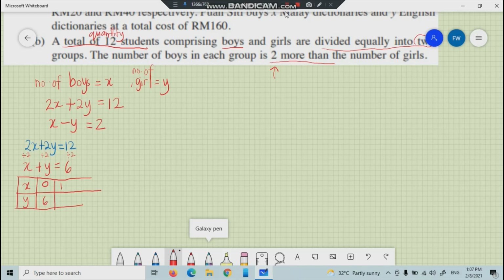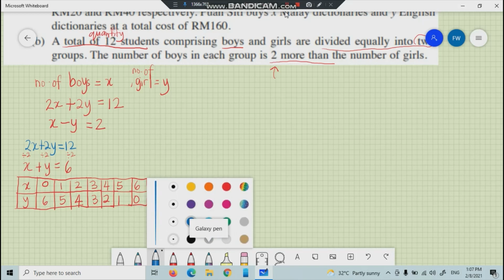When x is 1, y is 5. When x is 2, y is 4. When x is 3, y is also 3. When x is 4, y is 2. When x is 5, y is 1. And last one, when x is 6, y is 0.